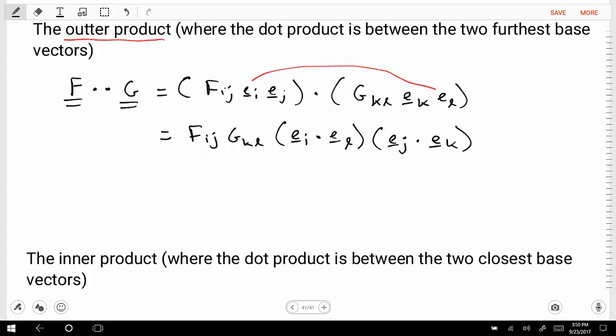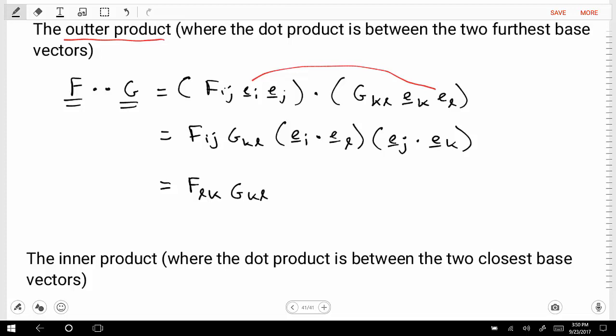Now when we perform this operation, remembering that if we have rows and columns, we can replace these base vectors with Kronecker delta, we'll find that the outer product is simply F_lk and G_kl.